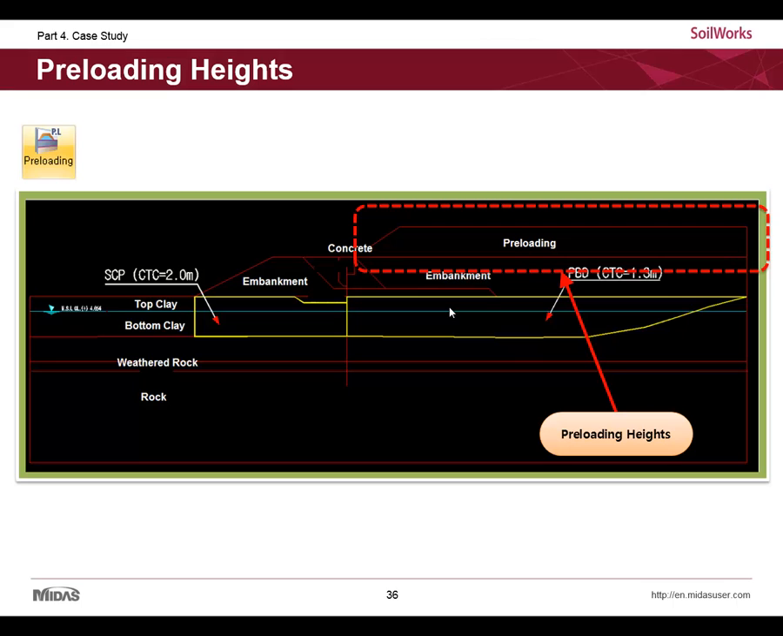Okay, now we are going to take a close look at the second case study. This is to design the minimum preloading height, let's say critical height of embankment. The embankment over soft ground will result in settlement of ground, so in order to remain the final level of embankment, it is essential to apply additional embankment as the amount of settlement.